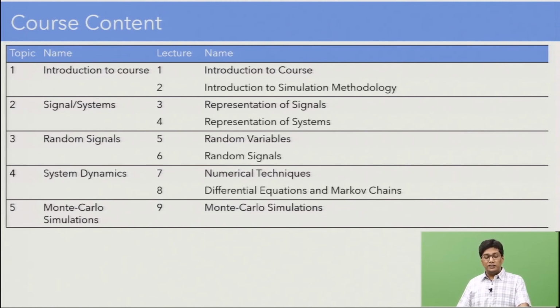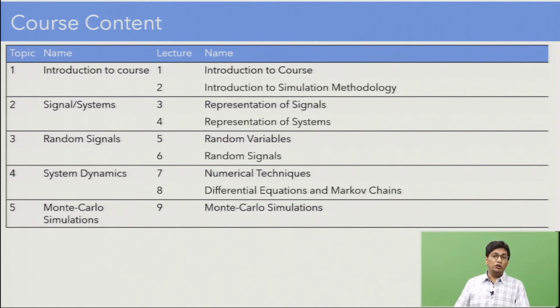Second topic is signals and systems, and in this lecture we will look at how we can represent signals and systems in simulation, how we can model them. Then we will talk about random signals because that is a very important part of communication systems. Here we will look at how random factors can be incorporated. So, we will look at random variables and random signals.